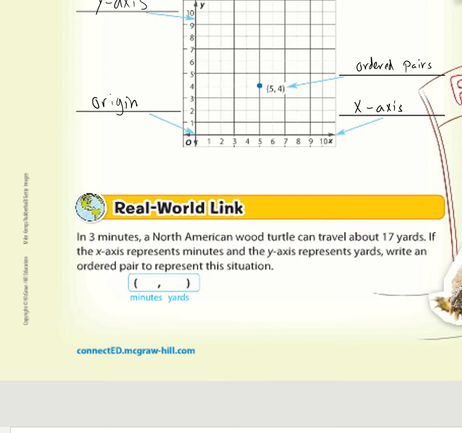This is a real world link. In 3 minutes, a North American wood turtle can travel about 17 yards. If the x-axis represents the minutes and the y-axis represents the yards, write an ordered pair to represent the situation. To write an ordered pair, the thing you're going to need is what's given. Open parenthesis, comma, close parenthesis. And then inside, we're going to put the numbers. So minutes, we have 3 minutes and 17 yards. One thing about ordered pairs: this will always be your x, the first one, and this will always be your y.